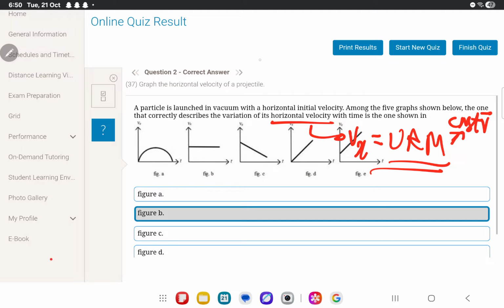This is the graph of a trajectory, maybe. This is the trajectory of the projectile motion in general, right? So this is the variation of y and x. So this is wrong. This is the correct answer. This is wrong because here you can see velocity is changing. So this is wrong. This is wrong, and this is wrong because they're all changing. Figure B is the only constant one.